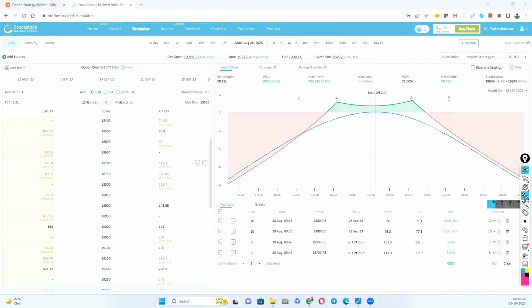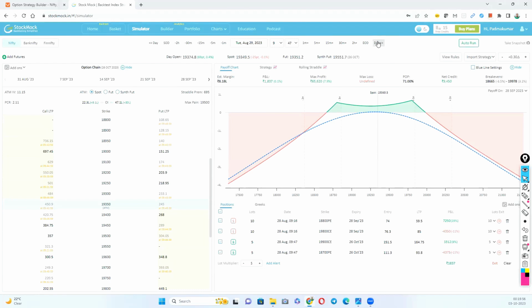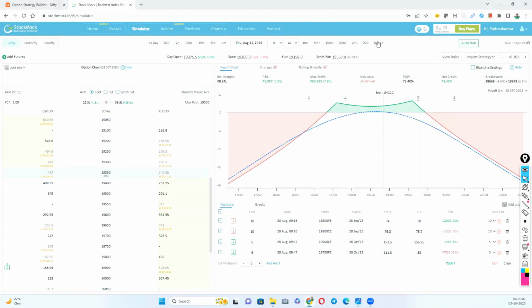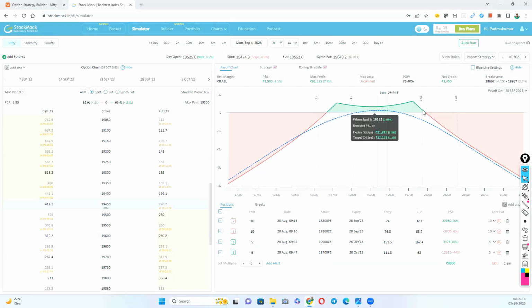Next, we'll move to the next day, 29th August. No change is required. 30th August, no change. 31st August, no change. MTM profit is 5,000 now. 1st September on Friday, 10,000 profit, no change, because this is in the green line zone, so we don't need to worry about that. And 4th September, it is still profitable, 8,900.